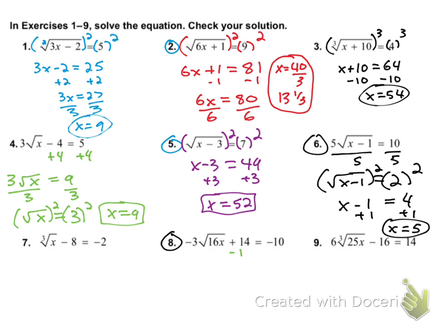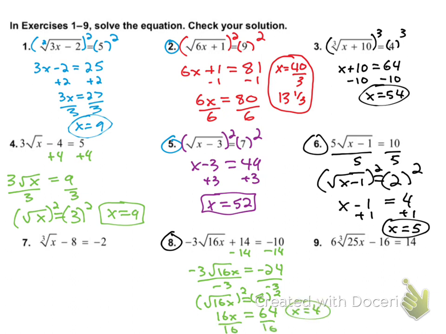Number 8, first we would subtract 14. Negative 3 square root of 16x equals negative 24. And what will I do from here? You divide both by negative 3. Good. Square root of 16x equals 8. Square both sides. 16x equals 64. Divide by 16. X equals 4.